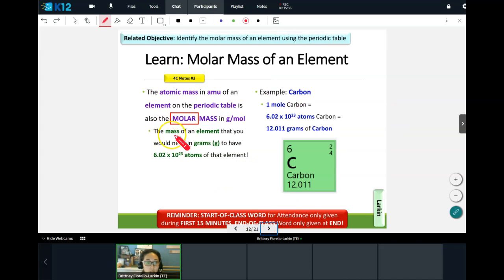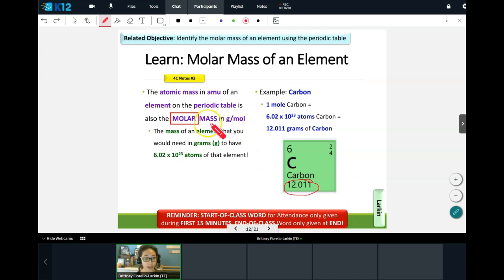All right, so let's go ahead and talk about how we can use this for our periodic table. Remember, we already learned in Unit 1 that atomic mass is the number at the bottom. The atomic mass of an atom, the number at the bottom, tells us how much the protons plus the neutrons, the mass that equals. So carbon is equal to 12 AMUs because it has 6 protons, 6 neutrons.